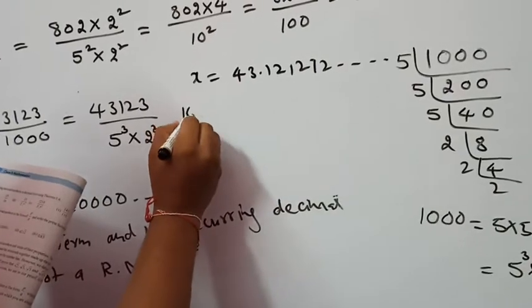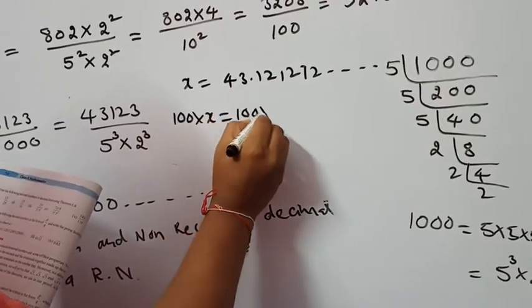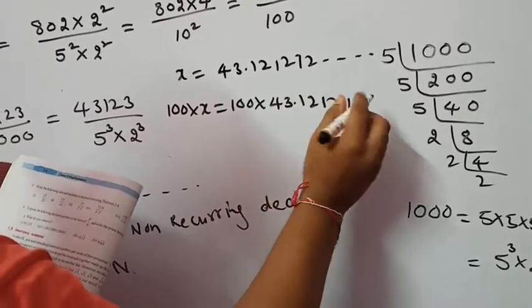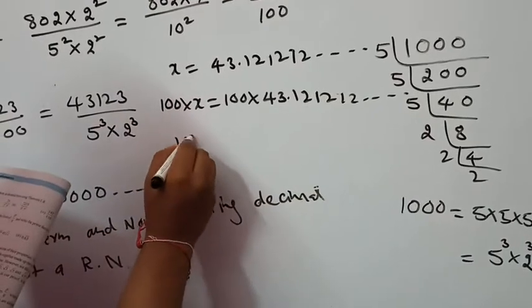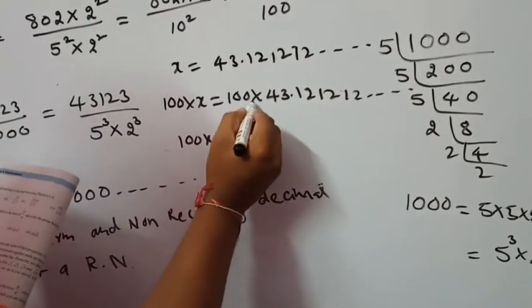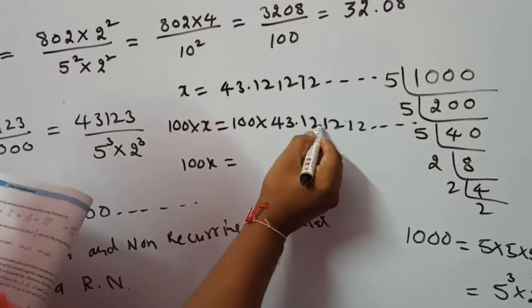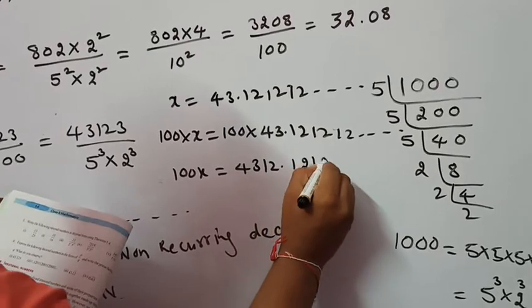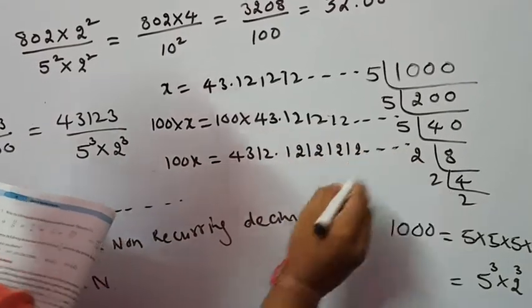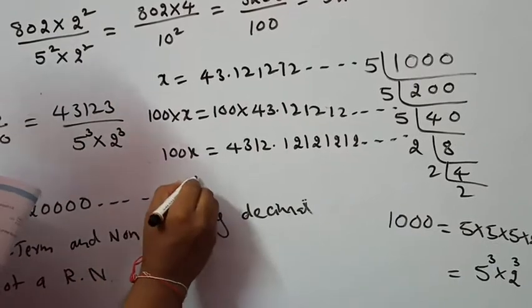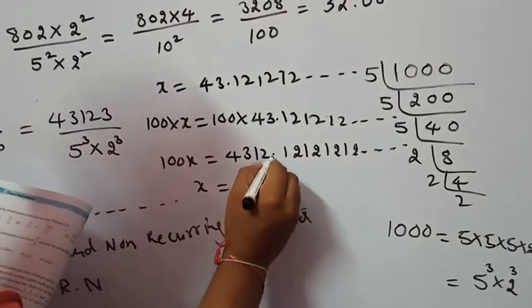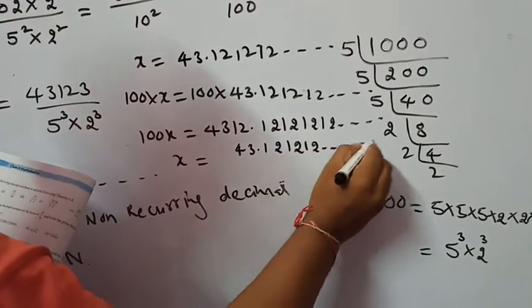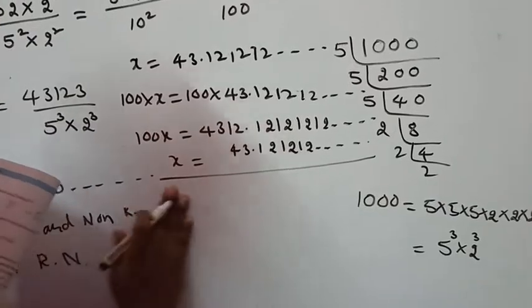Multiply with 100. 100x equal to 100 into 43.1212. So that is 100x equal to, multiplying with 100, the decimal moves 2 digits to the right side, 4312.121212, and so on. Now subtract x from 100x, like subtract like this.